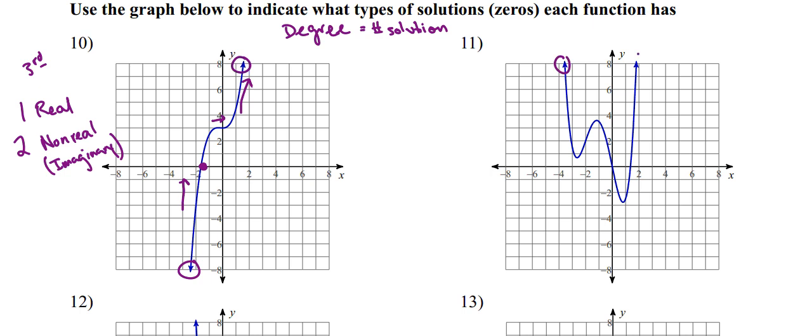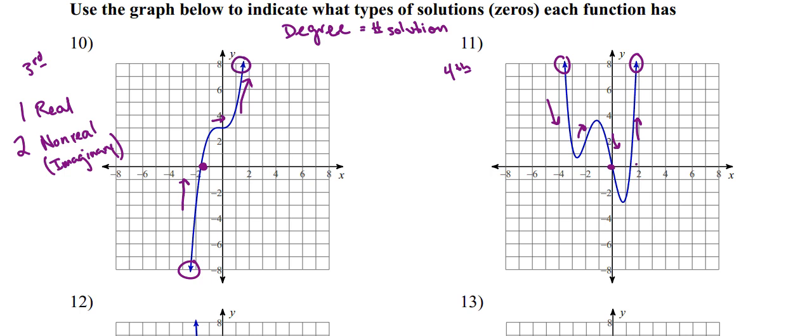You can see that this one starts and ends, both of these, the y values go to positive infinity. So that means that this has an even degree, or the largest power is even. It starts going down, then it goes up, then it goes down again, then it goes up. That's 1, 2, 3, 4. I'm going to say this is probably a 4th degree function.